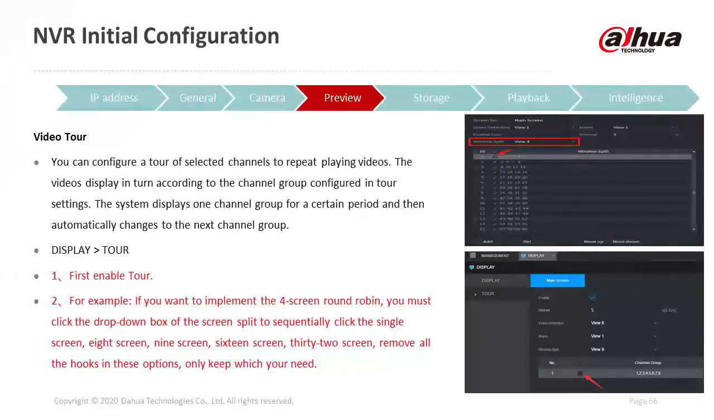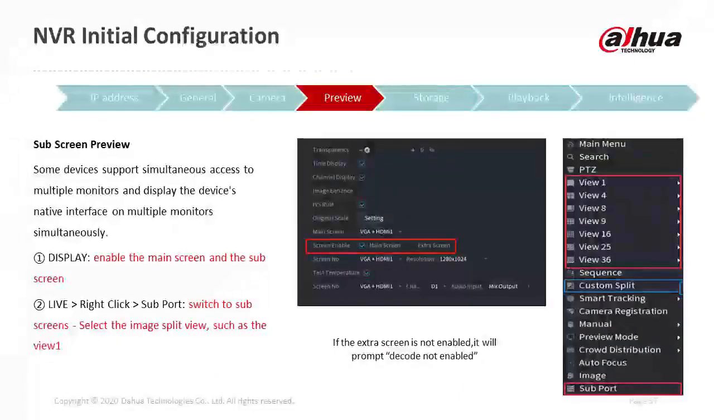You can configure a tour of selected channels to repeat playing videos. The videos display in turn according to the channel group configured in tour settings. The system displays one channel group for a certain period and then automatically changes to the next channel group. Some devices support output video to several monitors and display the device operation menu or Live View.